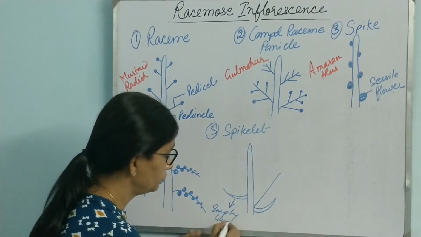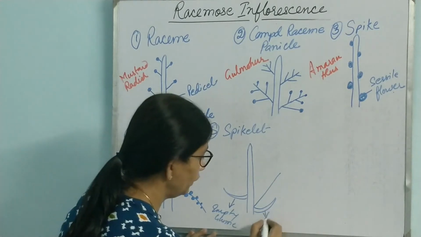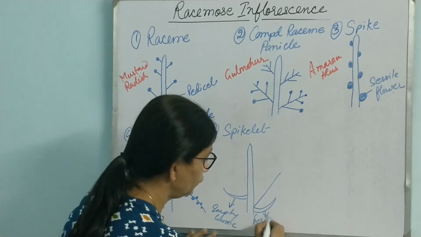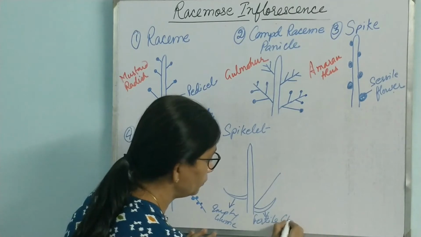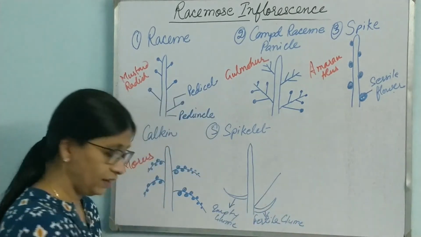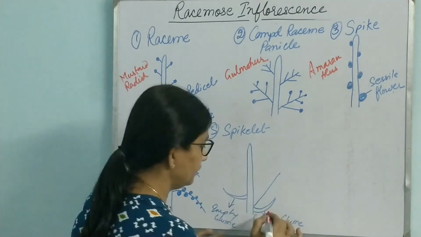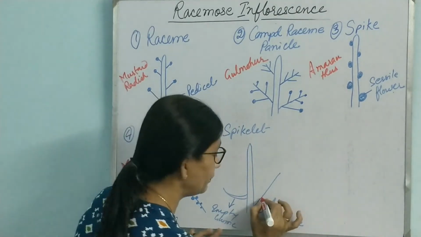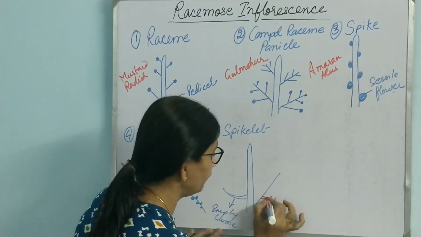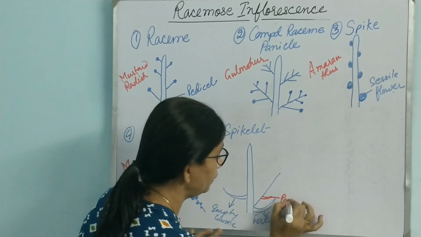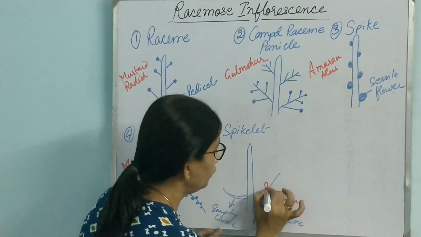Empty glume, and this is known as fertile glume. Fertile glume. Now the development in fertile glume is somewhat a special type. It is like this is a modified bract. Now there is one bracteole which is again modified into a structure known as palea. Then there are two lodicules.